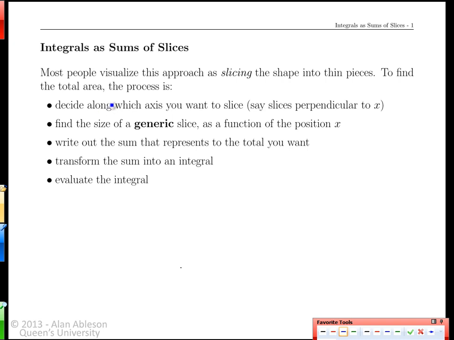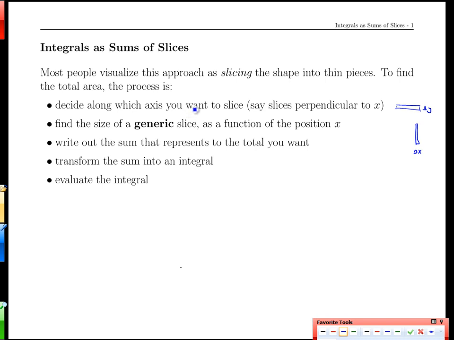And typically that'll be either parallel to the x-axis, in which case you have delta y slices, or it might be vertical slices, each delta x thick. Those are typically the two we'll see. If you go on to study a vector calculus class, there are fun ways to do this with polar coordinates and radial coordinates, spherical coordinates. For this class, we'll stick with the two axis directions, x and y.